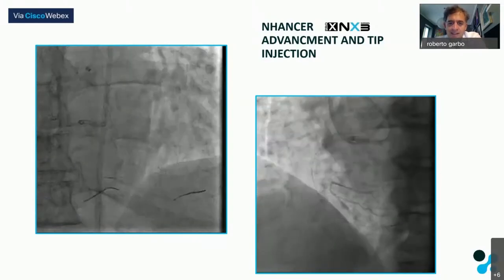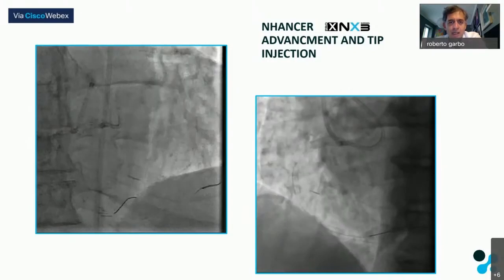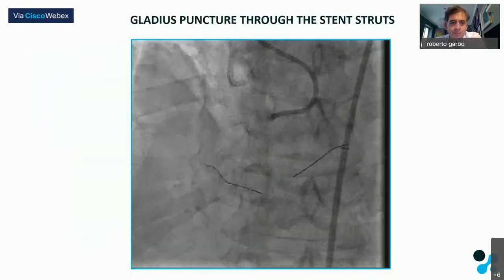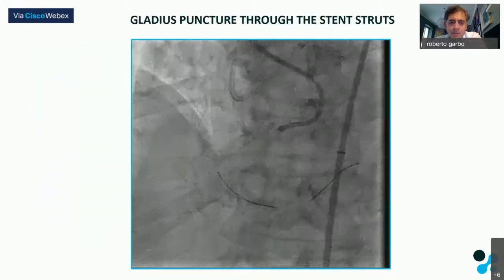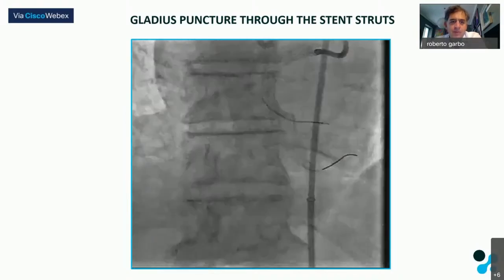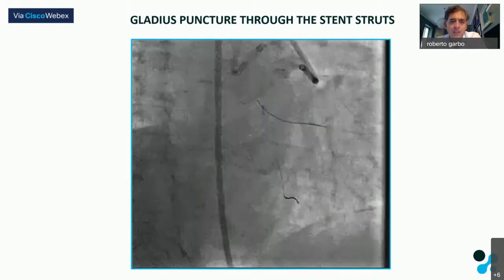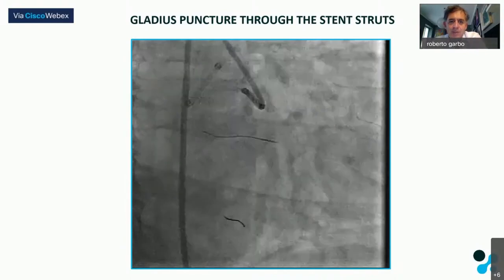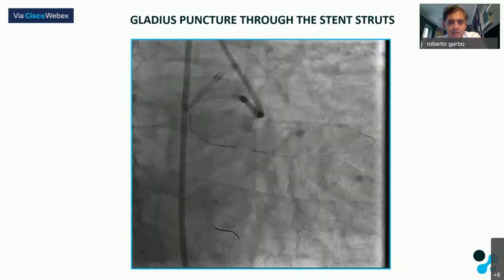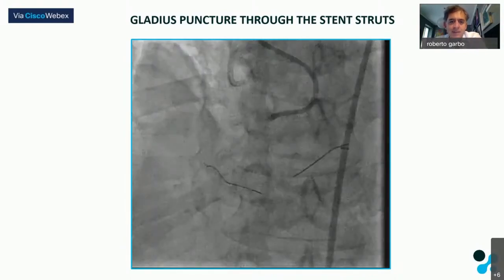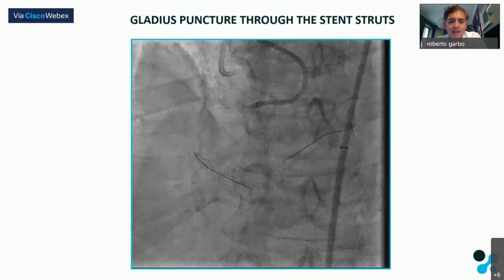And also in this case, I need to puncture with the Gladius. This is the real-time fluoroscopy recording of the puncture of the Gladius. At this point it's important, because we need to puncture the stent strut, and after that we need to advance.